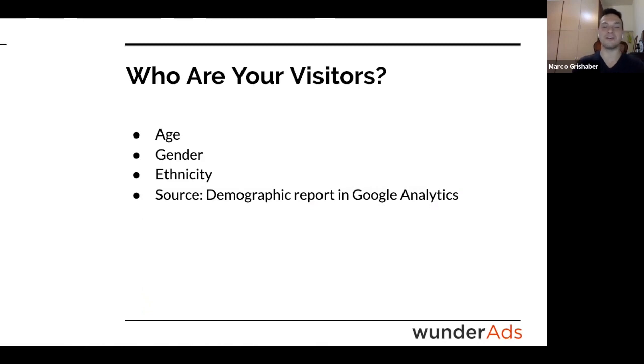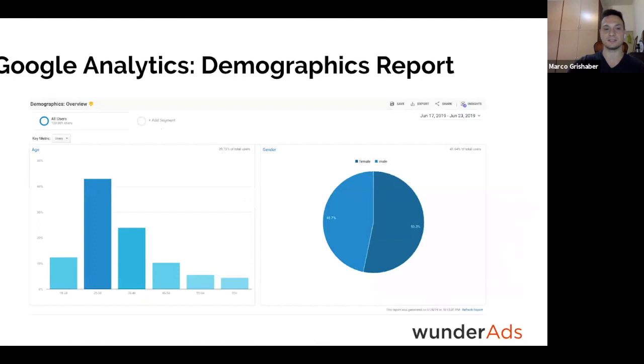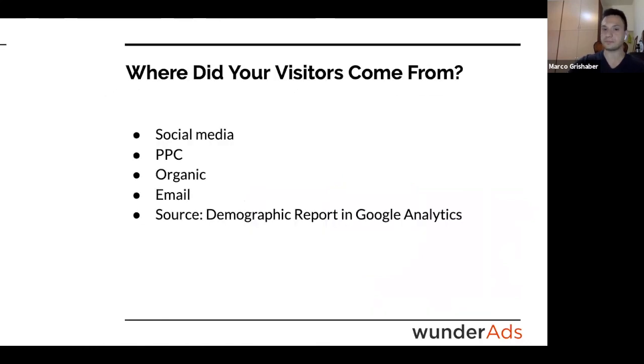So how can we find out more about our visitors? What do we have to look into? It's basically the demographics, like age, gender, ethnicity, and whatnot. A good source for that is your demographic report in Google Analytics. This is how it looks. I took this example yesterday. There's much more; this is just the overview. You can dig into the nitty-gritty parts, as I just mentioned.